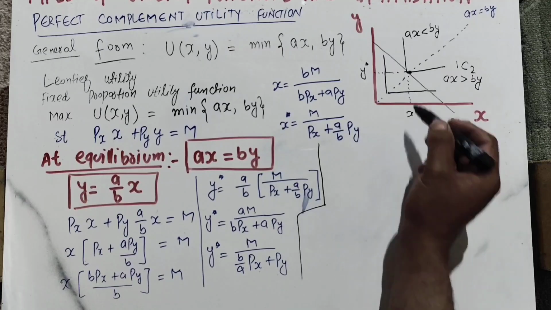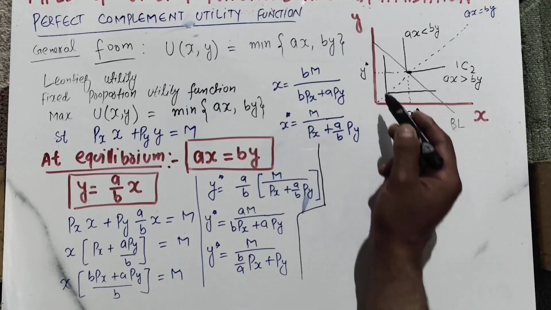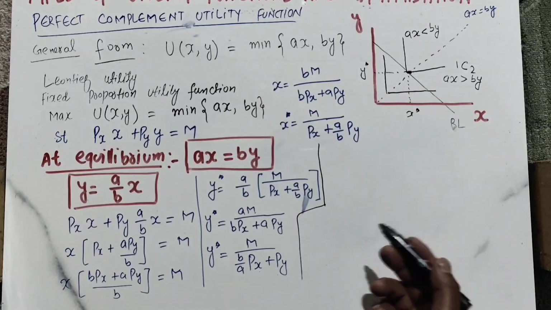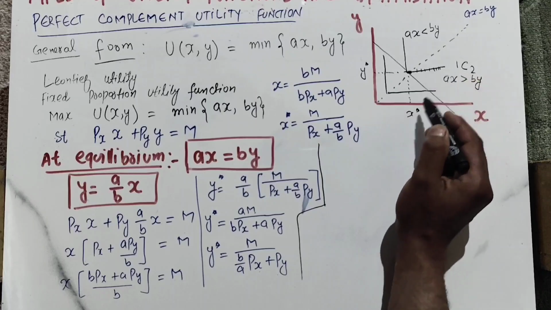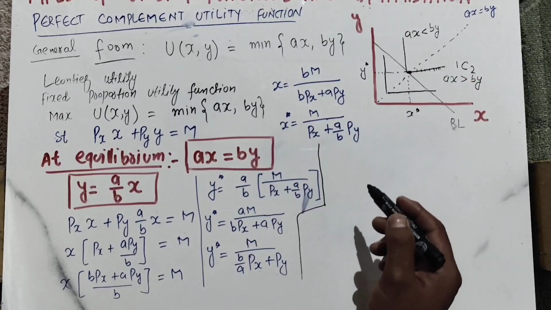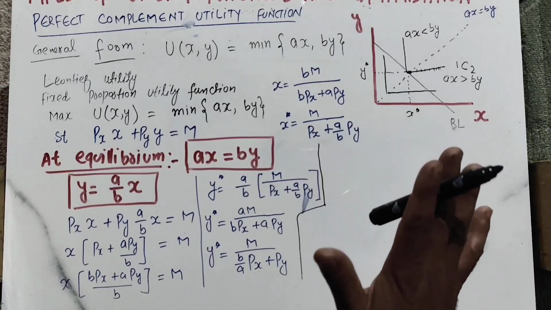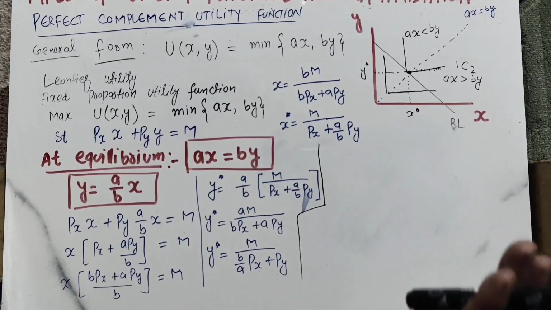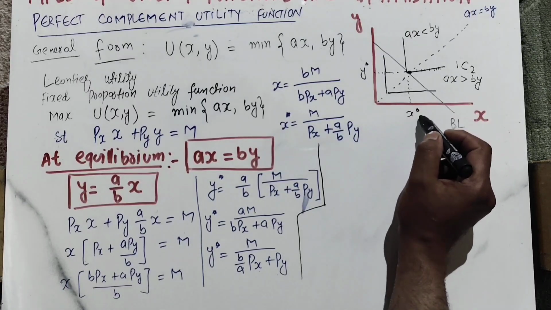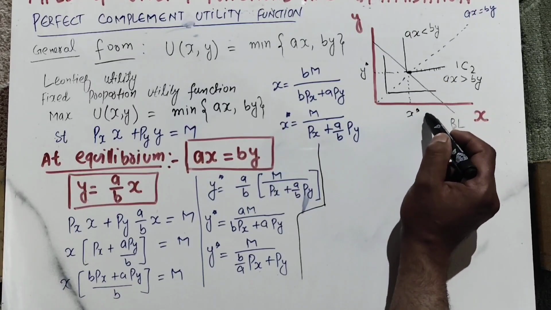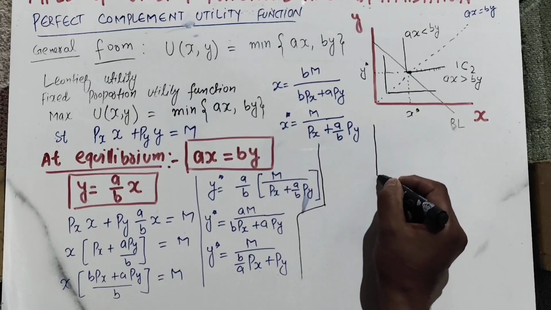So here you can see, if we are at this point, let us say x star, and we are getting y star as the optimal choice. If I increase x without changing y, my utility will not increase, because we have to choose the bundles in a fixed proportion. If I multiply x by 2, I have to multiply y by 2. So let me explain it here.